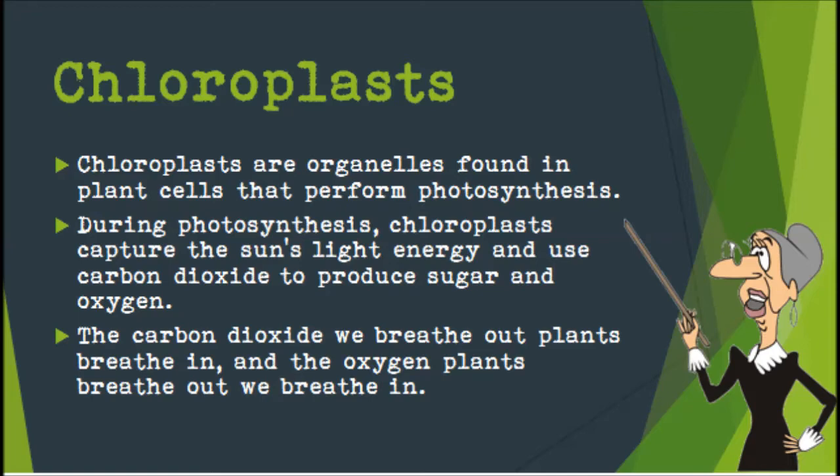Chloroplasts are organelles found in plant cells that perform photosynthesis. During photosynthesis, chloroplasts capture the sun's light energy and use carbon dioxide to produce sugar and oxygen. The carbon dioxide we breathe out, plants breathe in, and the oxygen plants breathe out, we breathe in.